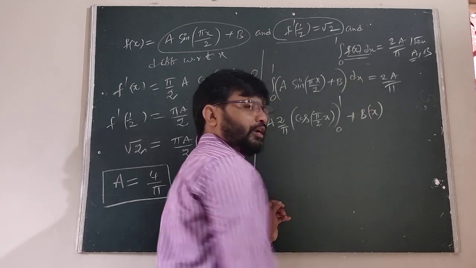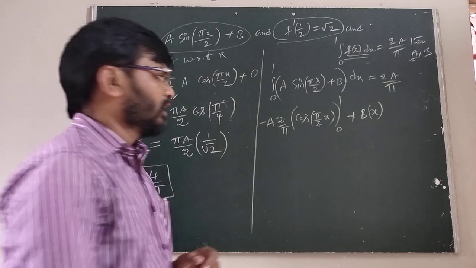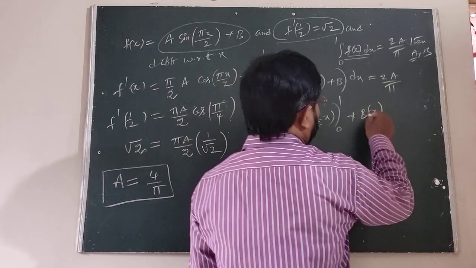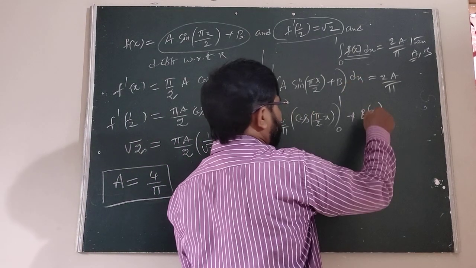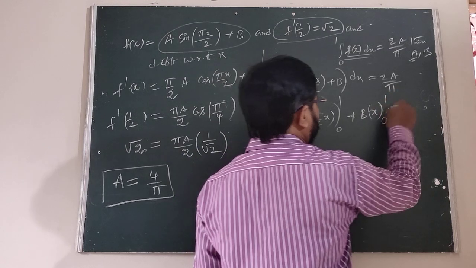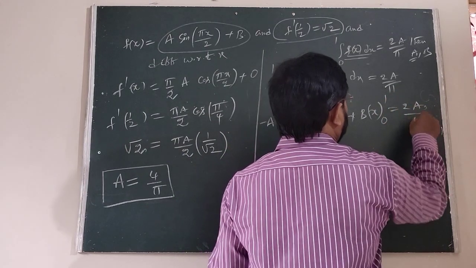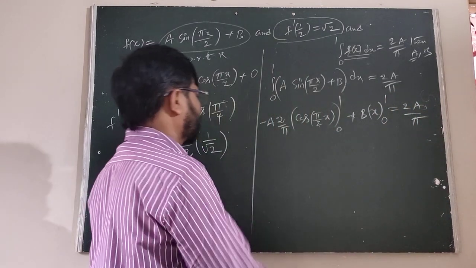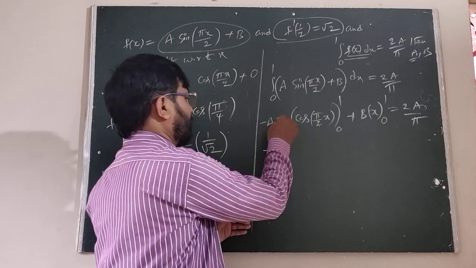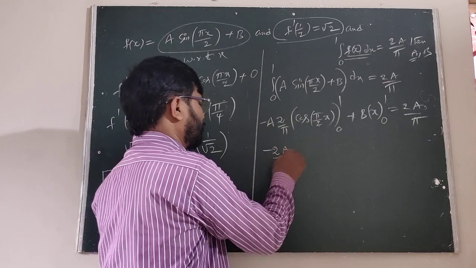That is b into 1 into dx. Therefore now we can write b into integral of 1 dx is x, the limits are 0 to 1. That equals 2a by pi. Now we can write this as minus 2a by pi.